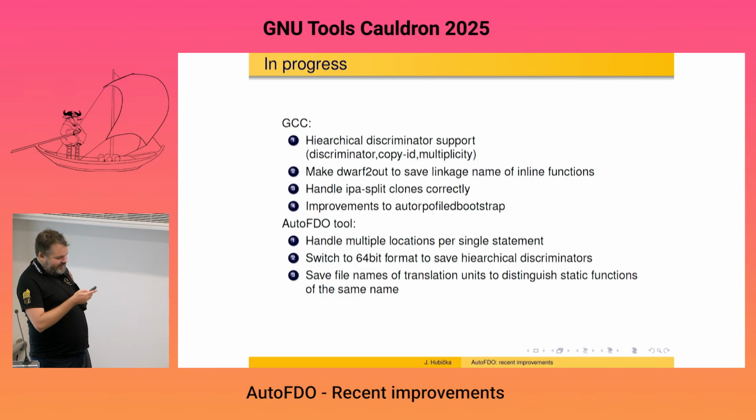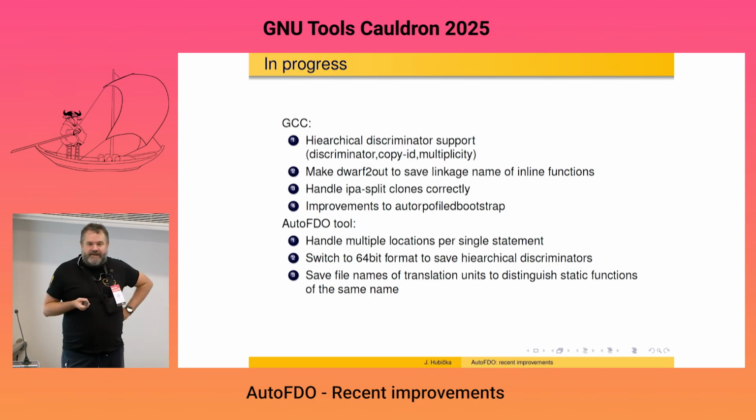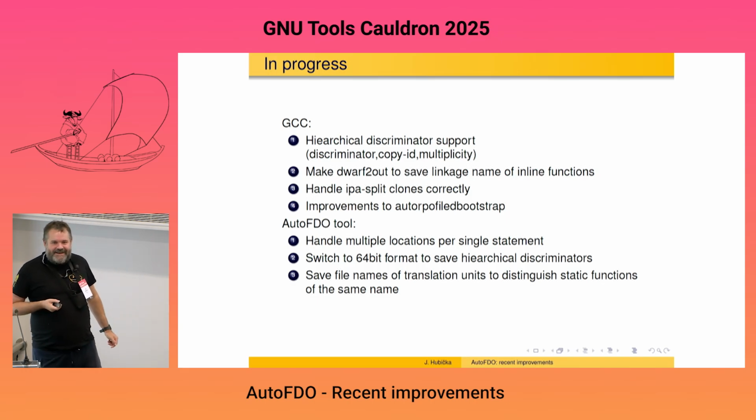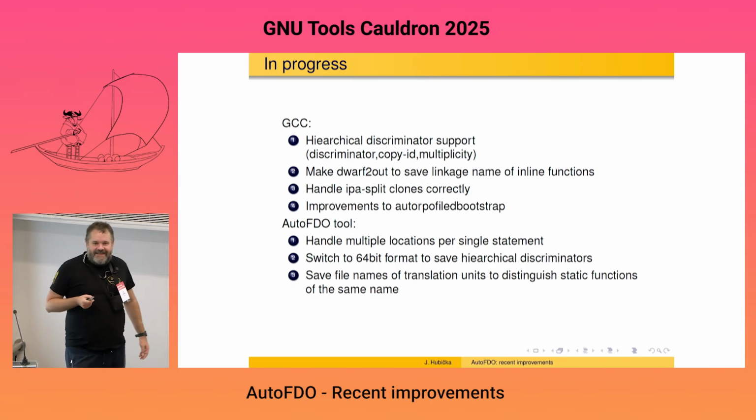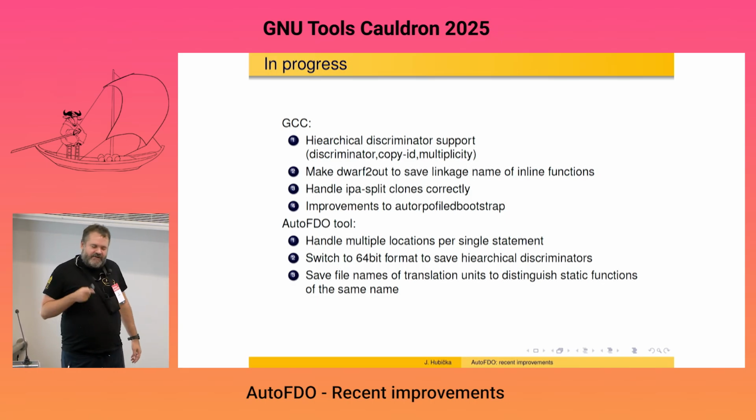The other thing is that we need to switch to 64-bit to get the hierarchical discriminators supported. And we need to do something with the symbol name clashes. If you have two static symbols of the same name, they will get merged together, which is not a good idea. It was like that for 10 years. LLVM has a flag called -funique-internal-linkage-names, and it adds random suffixes to every static function, which is an ugly solution.